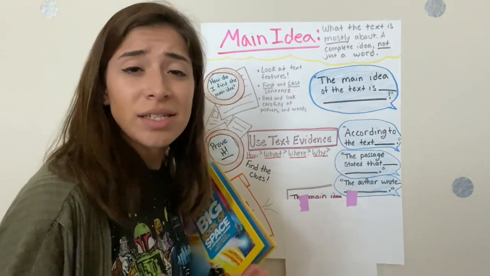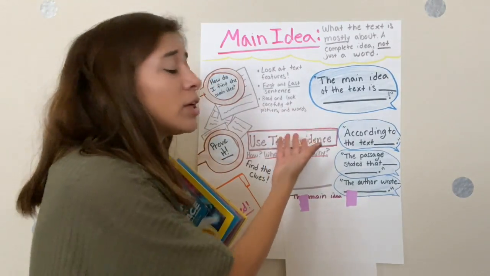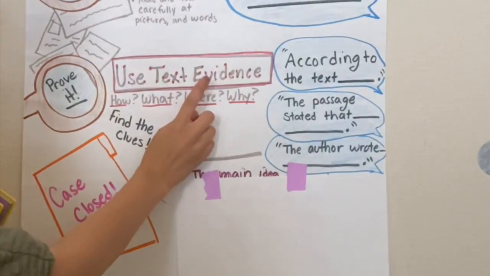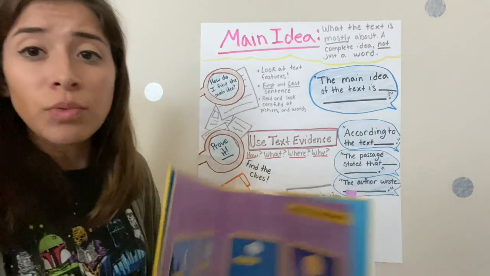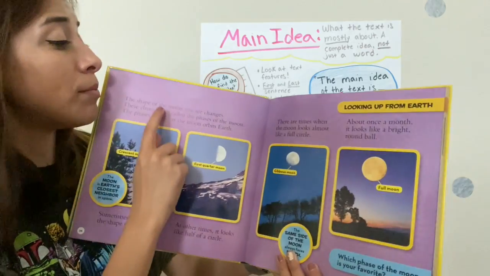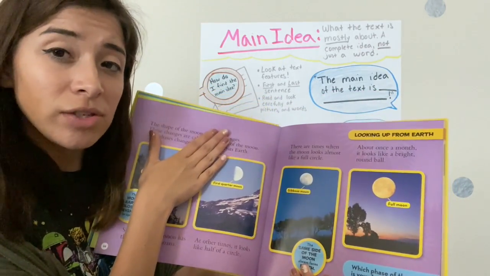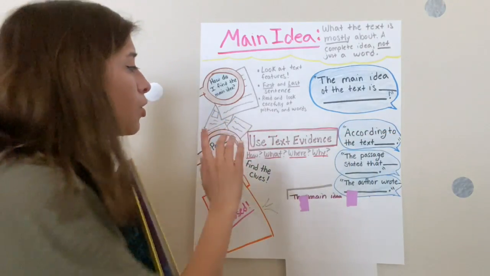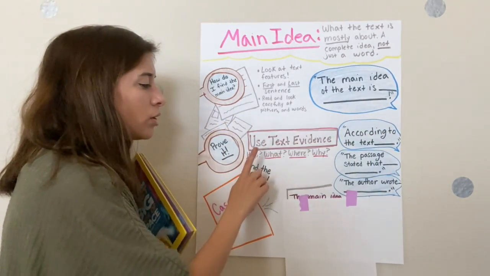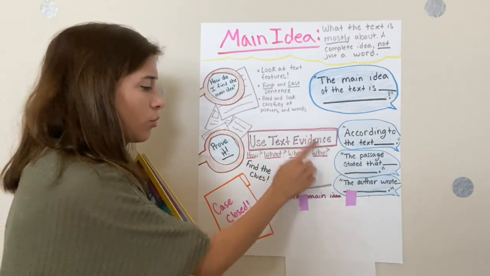Like any detective case, we can't just say we found it. We need proof. We need evidence. Especially if it's a book, we need text evidence. Remember, text is just the words we see. So we need what we just read to prove our point. So in order to find text evidence, you want to look for the how, what, where, and why.